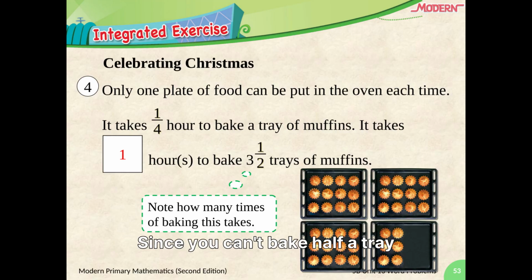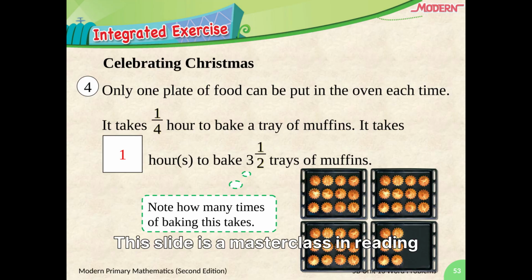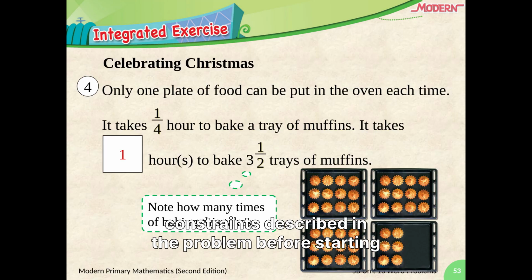Since you can't bake half a tray separately in half the time without still using the oven, you must realize that 3 and 1/2 trays actually requires 4 separate baking sessions. We then multiply the 4 sessions by 1/4 hour per session to get exactly 1 hour. This slide is a masterclass in reading the fine print. Always note the physical constraints described in the problem before starting your math.